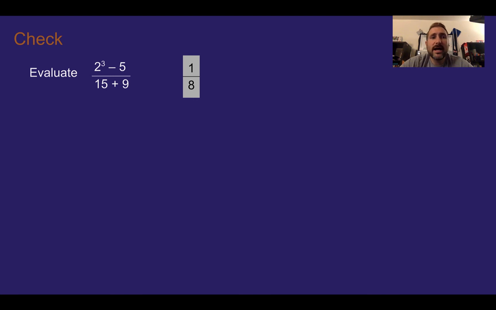If we do the top, we get 2 to the third power, which is 8, minus 5 is 3, so 3 on the top, and then divided by 15 plus 9. So 15 plus 9 is 24. The fraction of 3 over 24 would then reduce down to 1/8. So if you got 3 over 24, you did it correctly. The better, simple answer would be 1/8. You can still divide the top and the bottom by 3.